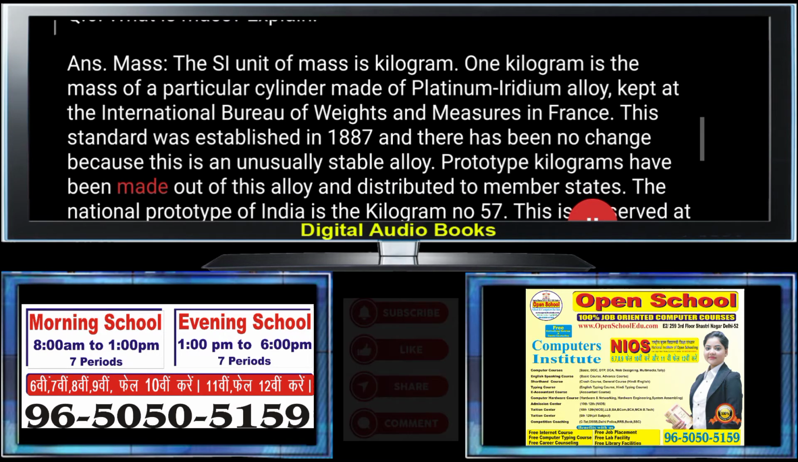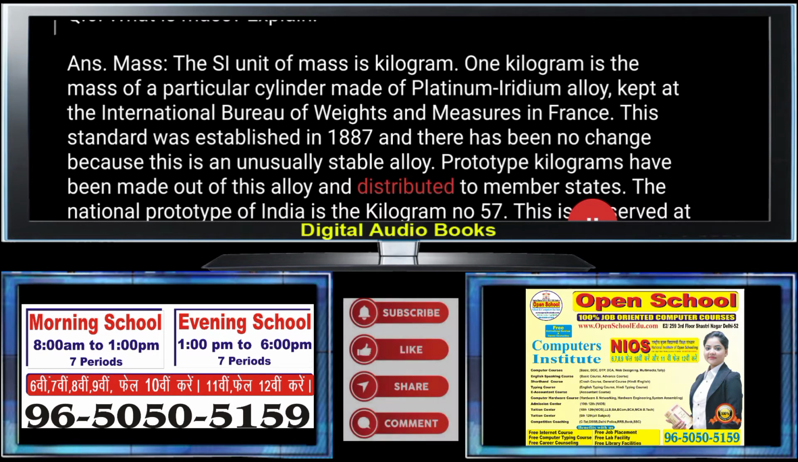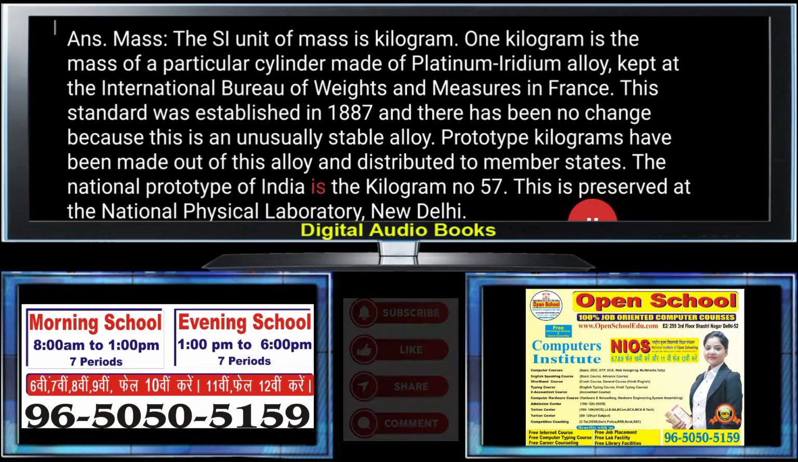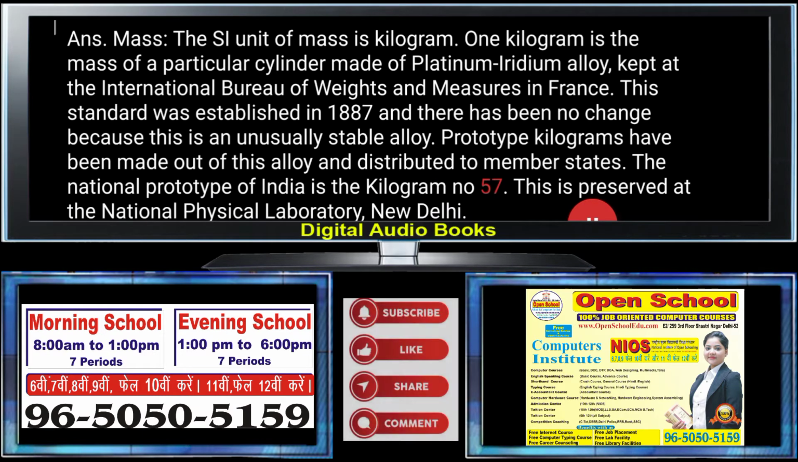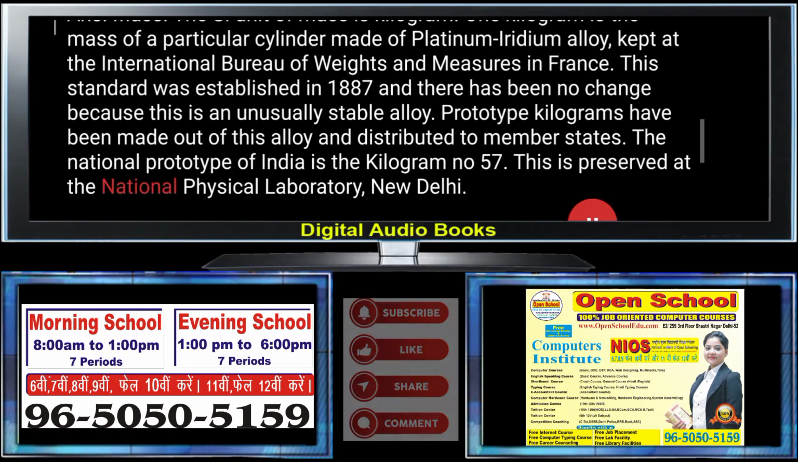Prototype kilograms have been made out of this alloy and distributed to member states. The national prototype of India is the kilogram number 57. This is preserved at the National Physical Laboratory, New Delhi.